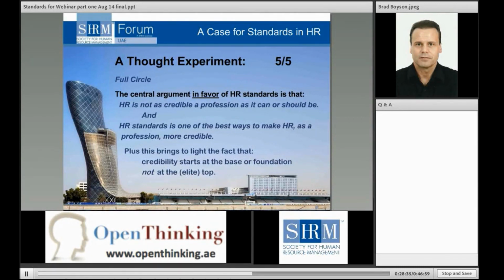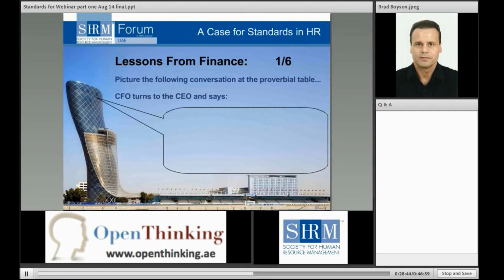Plus, this brings to light the fact that credibility starts at the base or the foundation of the practice, not at the elite top. So a different example I have for you now. I call it the lessons from finance. Picture the following conversation at the proverbial decision-making table.